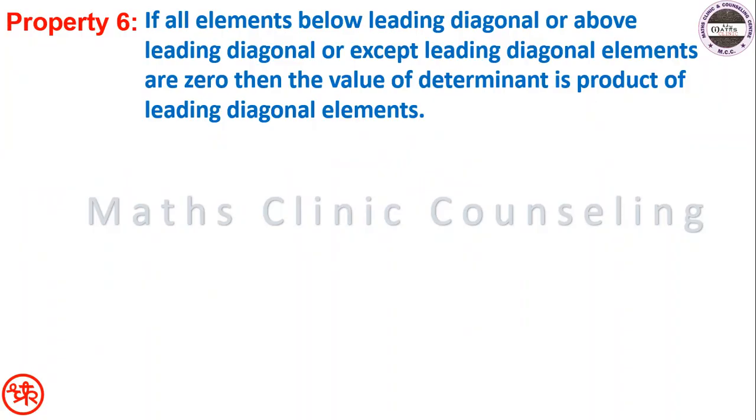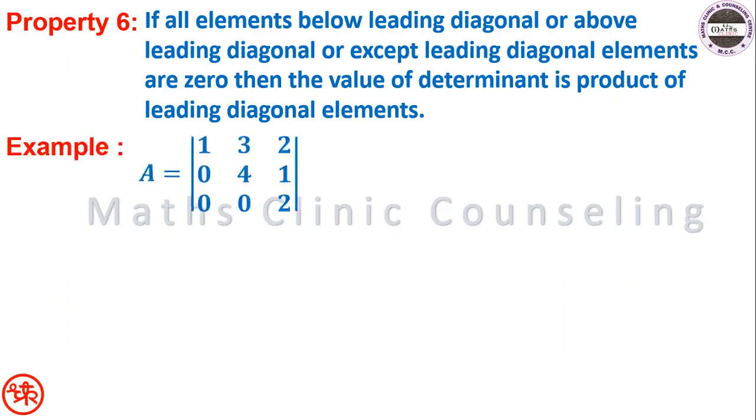So let us see now property number 6. If all elements below the leading diagonal or above the leading diagonal are 0, or if all elements except the leading diagonal elements are 0, then the value of the determinant is the product of the leading diagonal elements. We can prove this easily.